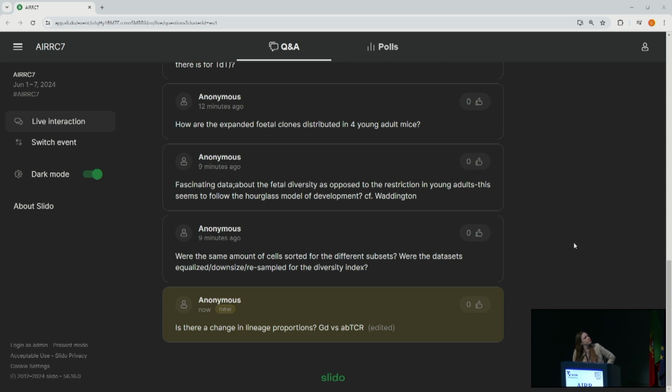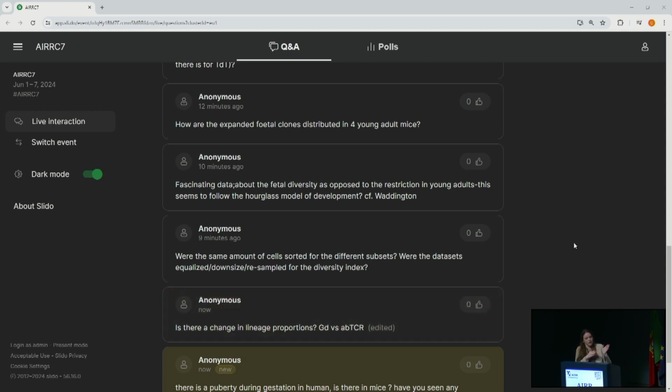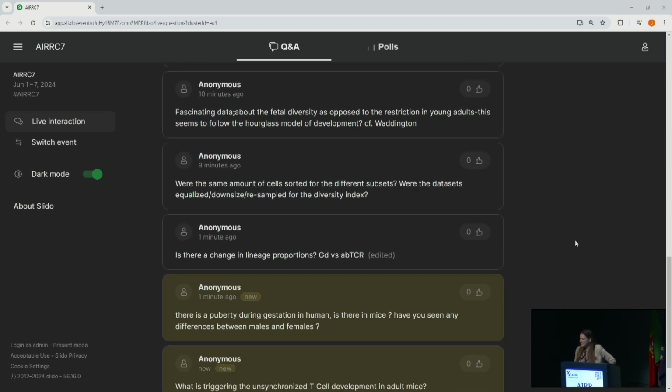Yeah, you can see there is obviously variability in the fetus, there's more variability in the clonotypic expansion, and it was significant when comparing just the power law when it's fitted. So, fascinating data about the fetal diversity as opposed to the restriction in young adults. This seems to follow the hourglass model of development. Yes. Okay, good point, thank you.